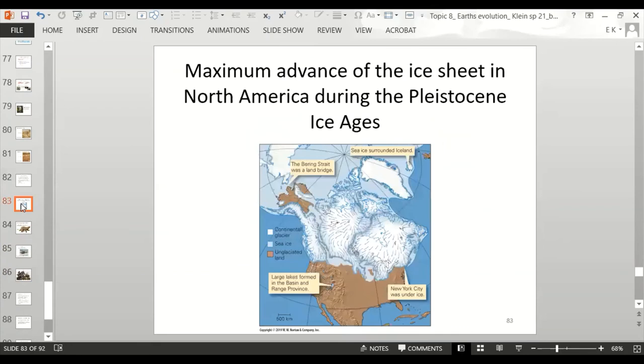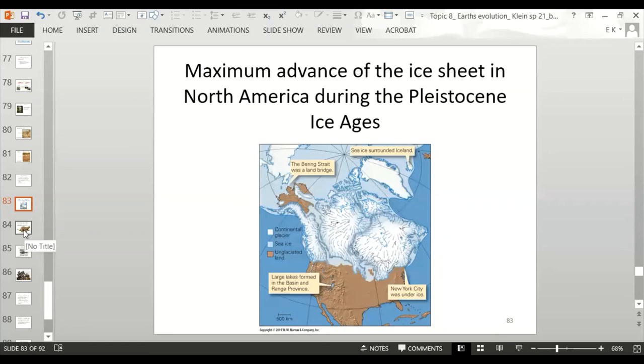So this shows you the maximum advance of the ice sheet in North America during the Pleistocene ice ages. For example, New York City was under ice. We were under glacial ice. All this white is glacial ice. Then over here, it's sea ice. And then here is a land bridge, which helped some organisms cross over to Asia.